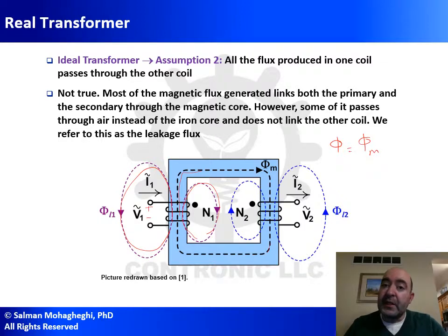And as we will see later on in future lectures, this is going to be contributing to another portion of losses. In addition to the ohmic losses that we saw in the previous slide related to the resistance of the winding, this is going to be introducing another portion of losses for the operation of the transformer. And this is going to be the case both for the primary winding as well as the secondary winding. So you're going to have leakage flux on both sides.